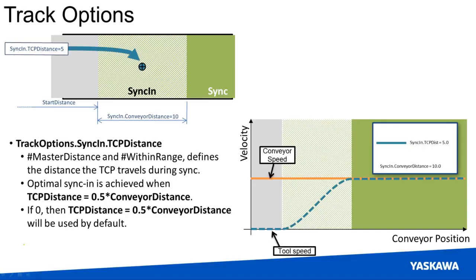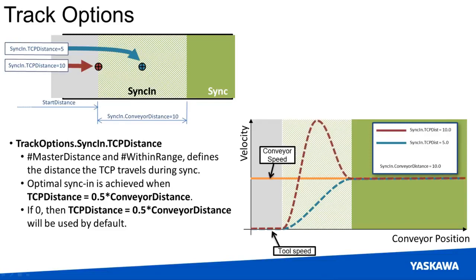If I start farther back, it's perfectly allowable, but of course, because it's starting from a dead stop and the conveyor has been moving the entire time, that means that we are going to have to overspeed in order to catch up with the conveyor. At the end of the sync zone, we will still be at the conveyor speed. It's just that we're going to have to move faster than the conveyor to get there. The third option is if we have a short TCP distance. So here, my TCP distance is 2.